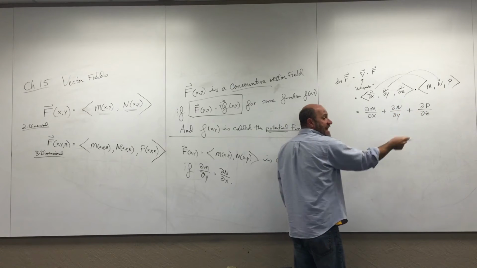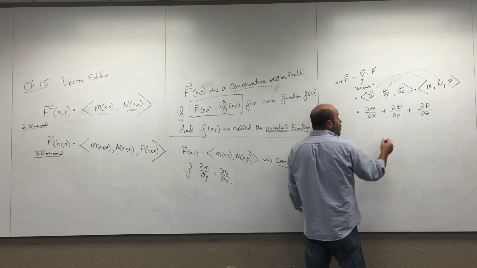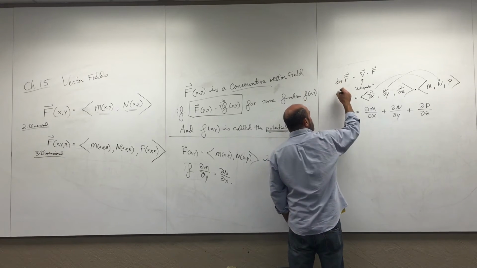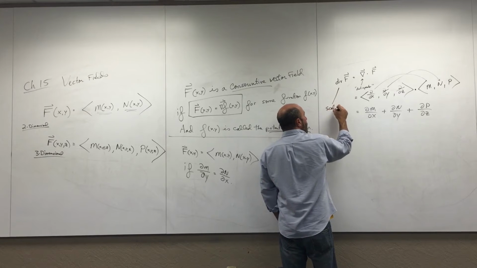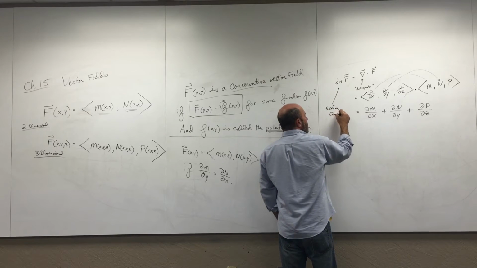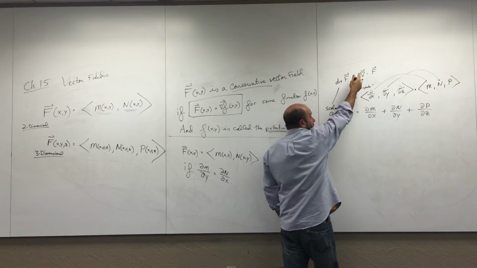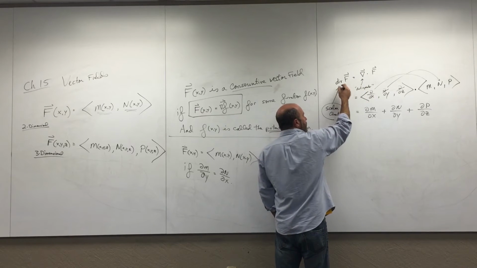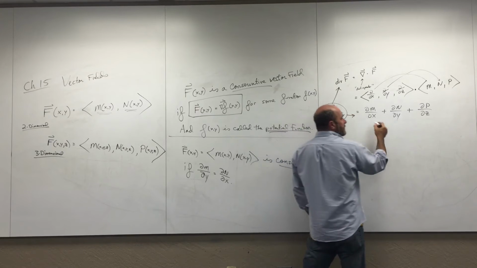And remember, this is not a vector. This is a scalar quantity. This divergence of F is a scalar quantity, because remember, a dot product is a scalar. There it is.